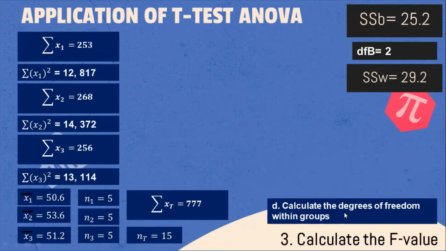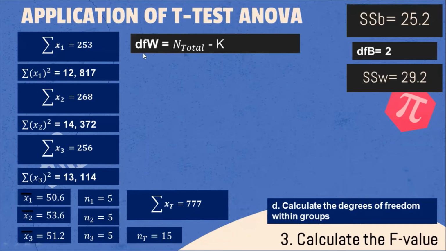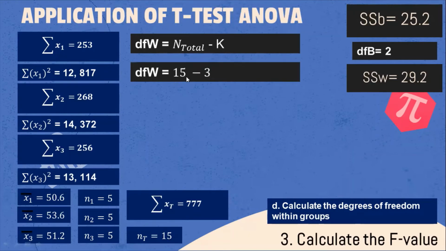Next step, calculate the degrees of freedom within groups. So degrees of freedom within groups is equal to n total, or n sub t, minus k, wherein it is the total number of frequency minus the total number of groups, 15 minus 3. So degrees of freedom within groups is equal to 12.